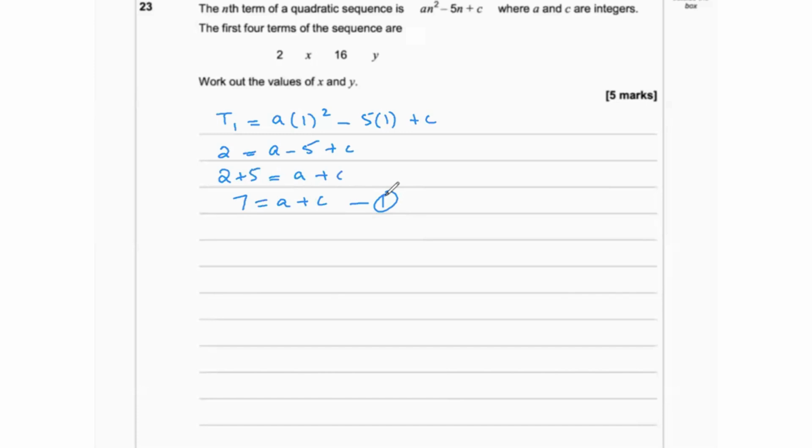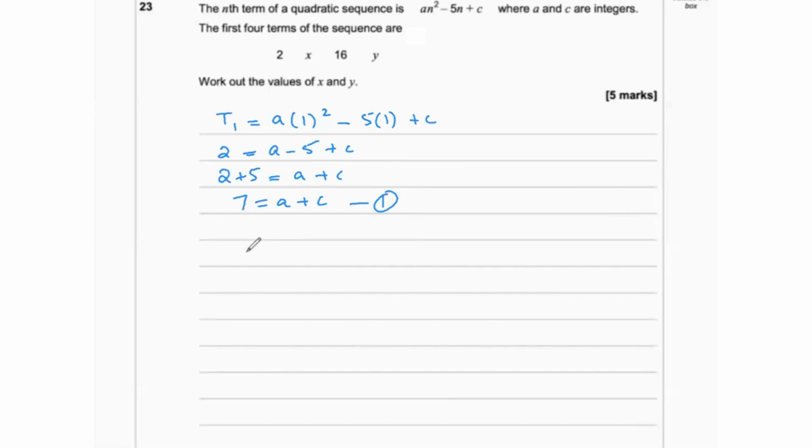So if they're given as the nth term, then the first term, which is 2, that's going to be a times 1 squared minus 5 times 1 plus c. So 2 equals a minus 5 plus c. 2 plus 5 equals a plus c. So 7 equals a plus c. This is one of the equations that we have, which means we'll have another one, and we can solve these two simultaneously to figure out the value of a and c. And once we have that, we can figure out the value of x and y.